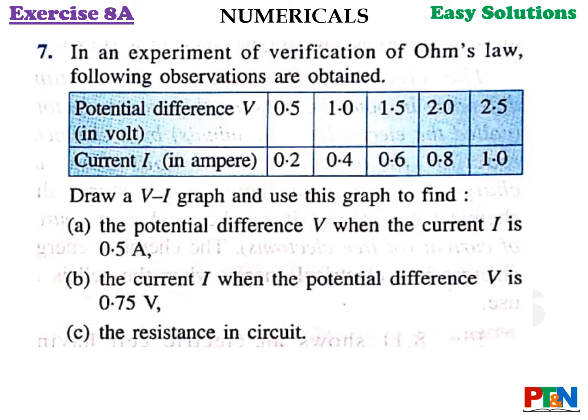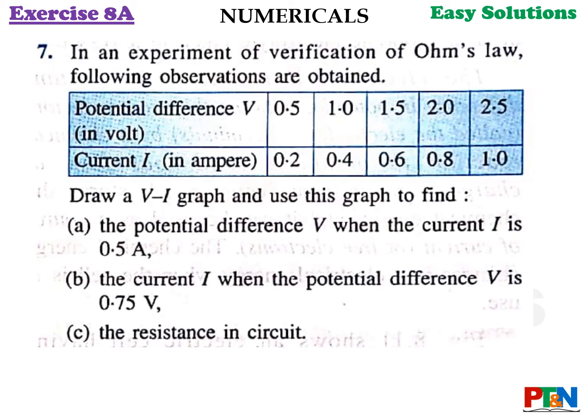Yes, this is a nice one. In an experiment for verification of Ohm's law, the following observations were obtained. A table of voltage and current has been given. Draw the VI graph. That means you need to draw voltage versus current. Current is the independent variable here. That means you are varying the current and you are getting the voltage. So you need to draw the VI graph.